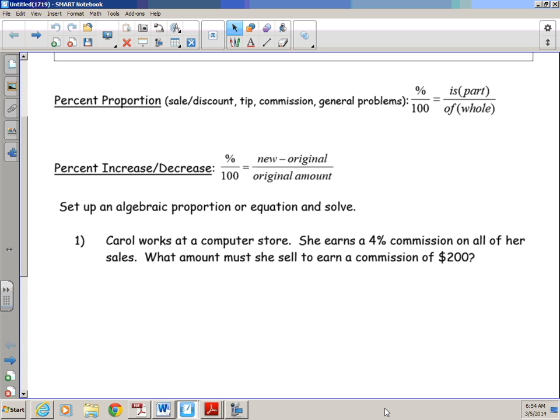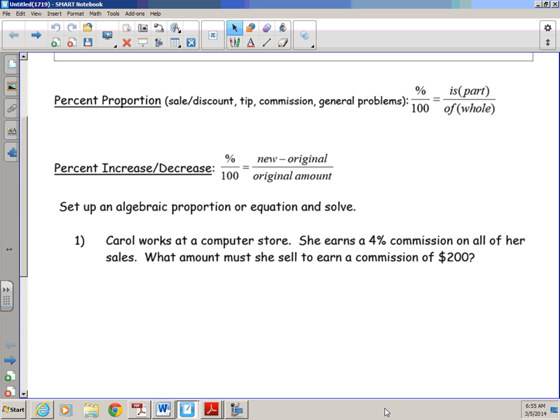The second computation you need to know is if we're asking for the percent increase or decrease from one period to the next. And that, again, is percent over 100. And then we're going to do new minus original. And the key is that the denominator is the original. Okay? All right. Now, let's go through a couple of problems.